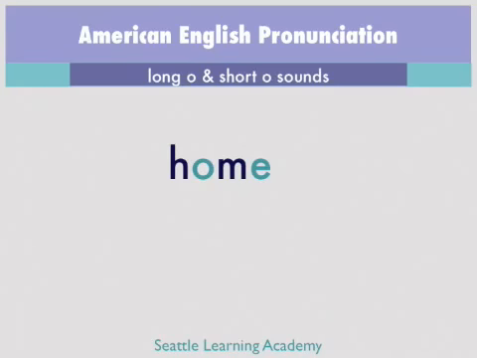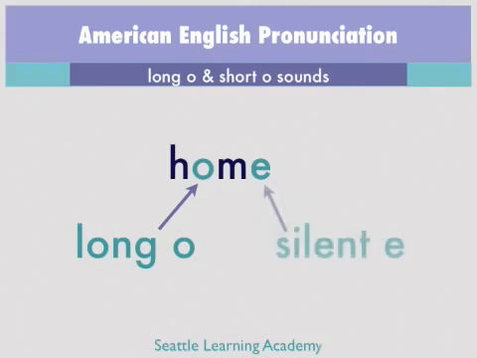Our key word for long O is home. H-O-M-E. The O is said as a long O and the E is silent. Home. I do not say homa. I don't need to make any sound at all for the E at the end of the word. The only job of that E is to make sure I know that the O is long.